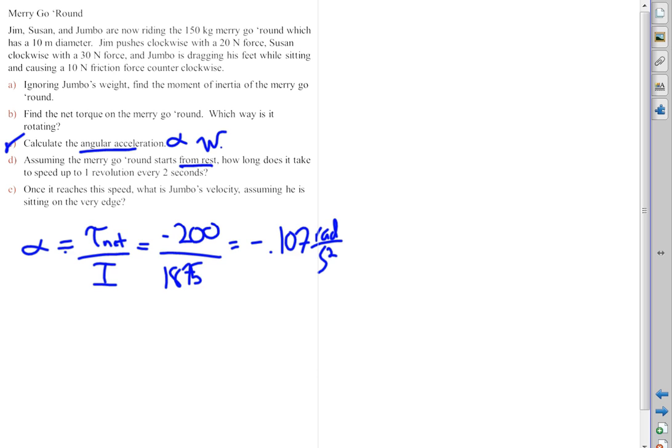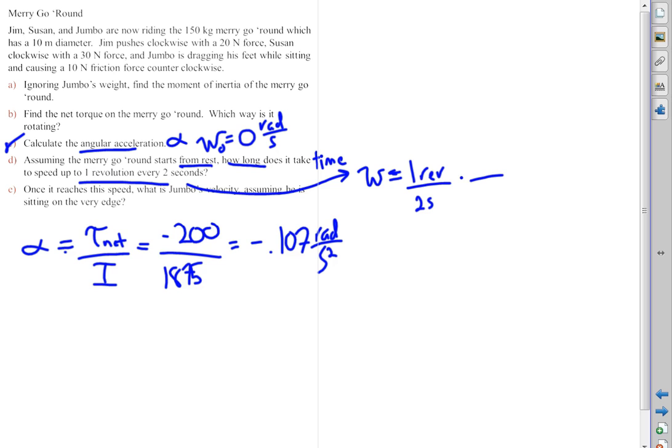Part D. Assuming the merry-go-round starts from rest, which means omega naught equals 0 radians per second, how long does it take to speed up to 1 revolution every 2 seconds? That's actually really fast. So it's going all the way around in 2 seconds. This is because Jim and Susan are constantly applying their force here. So that 1 revolution every 2 seconds, that is an angular velocity. That's omega final.